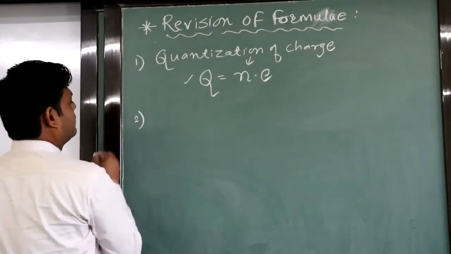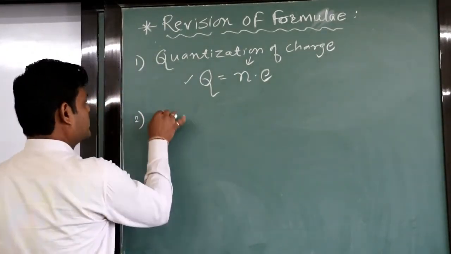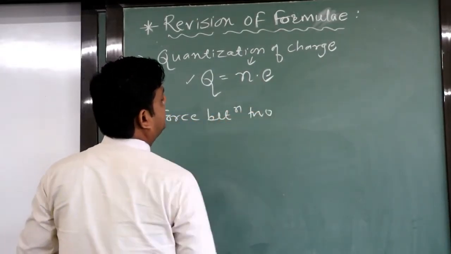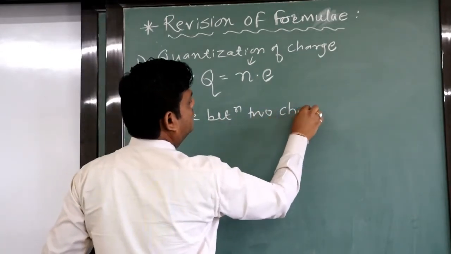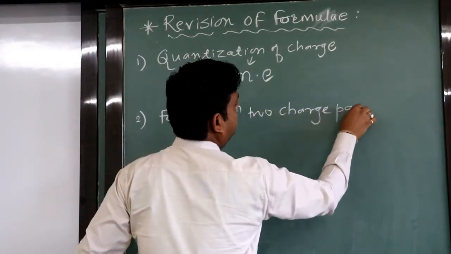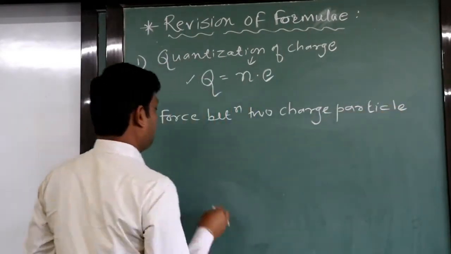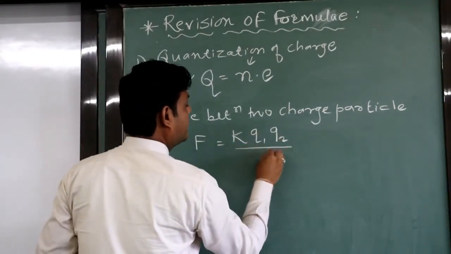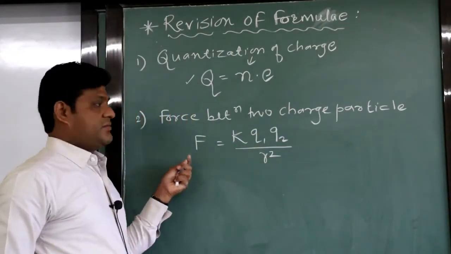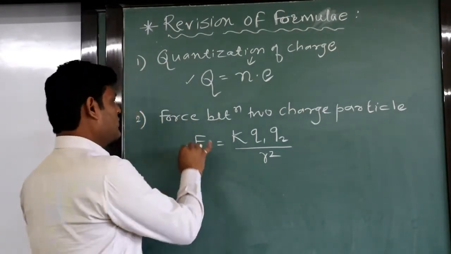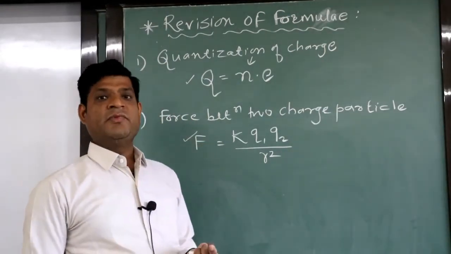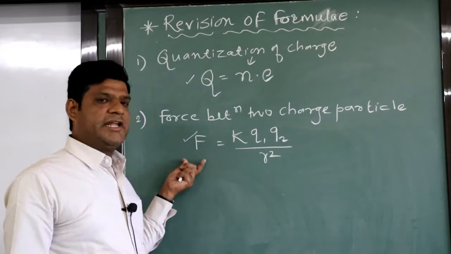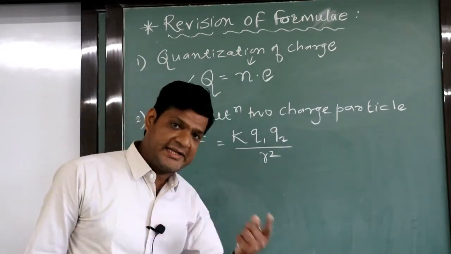Second formula that we are going to see, that is force between two charged particles. See. So that force F equal to K Q1 Q2 divided by R square. Force between the two charged particles. This force is known as the Coulombian force, also known as the electrostatic force, right? This force is an electrostatic force because it is the force between two static charges.